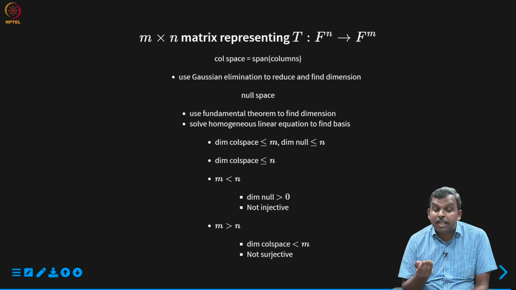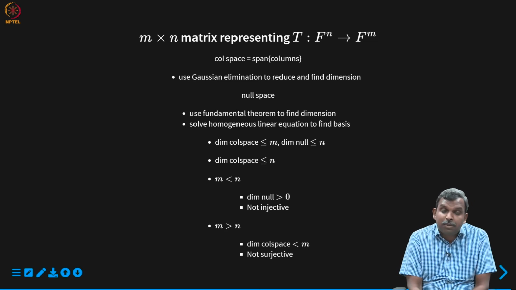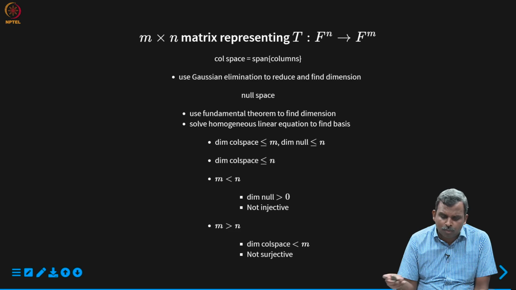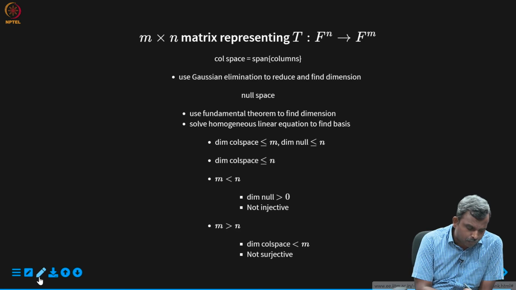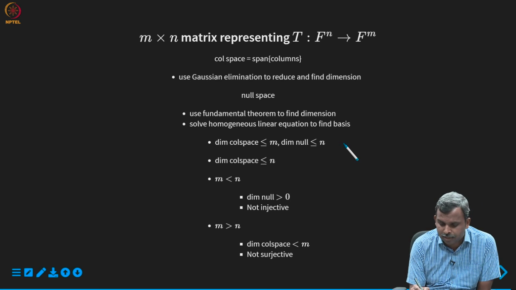The dimension of the null space has to be less than or equal to n, because the null space is a subspace of F^n, the input space. There is another interesting result which says the dimension of the column space should also be less than or equal to n. Where does that come from? The first two results come just because the column space is a subspace of F^m, and the null space is a subspace of F^n.